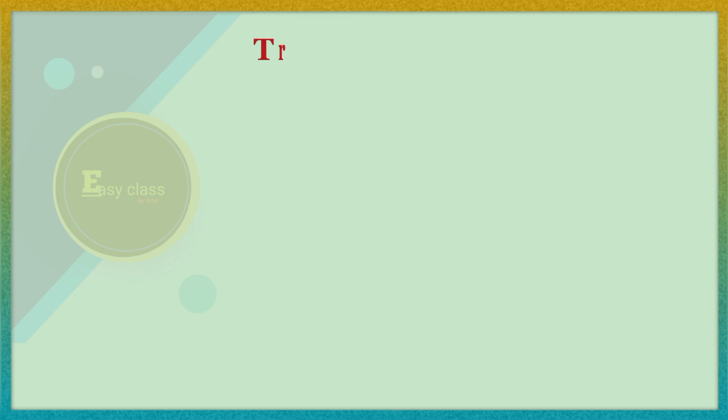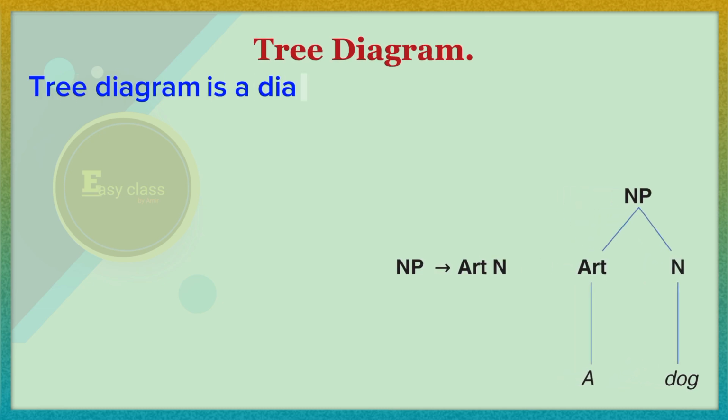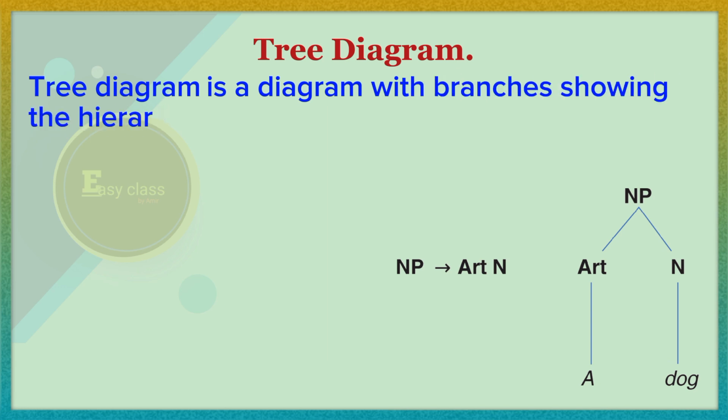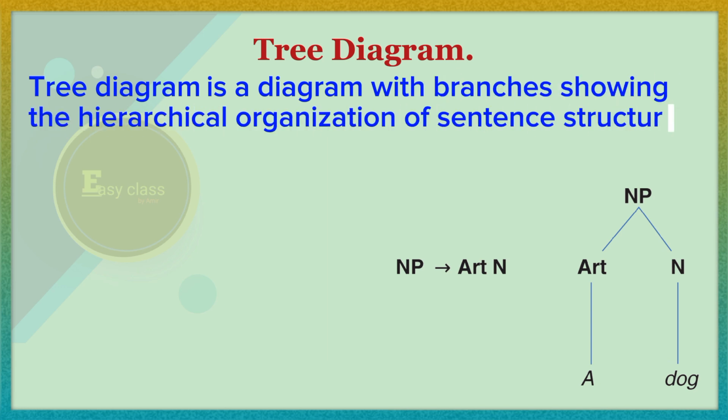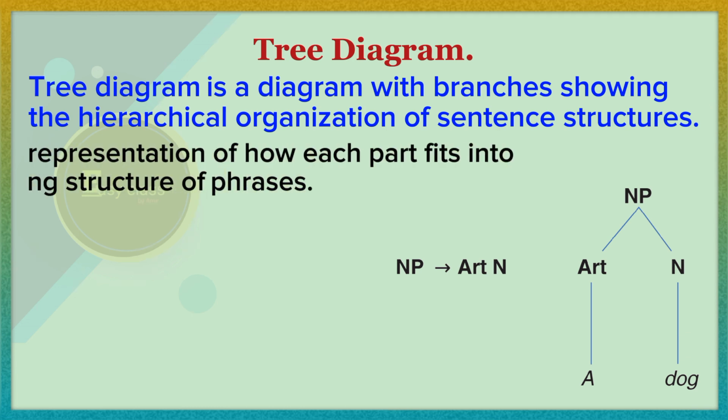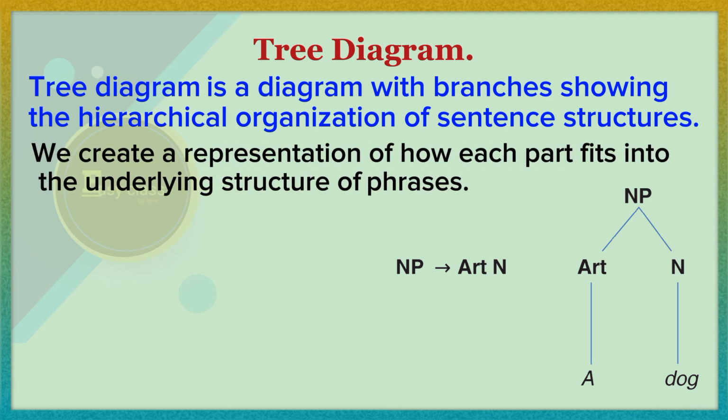Let's move on to the next topic, tree diagram. A tree diagram is a diagram with branches showing the hierarchical organization of sentence structures. We use the symbols introduced earlier to label parts of the tree when we create a representation of how each part fits into the underlying structure of phrases.